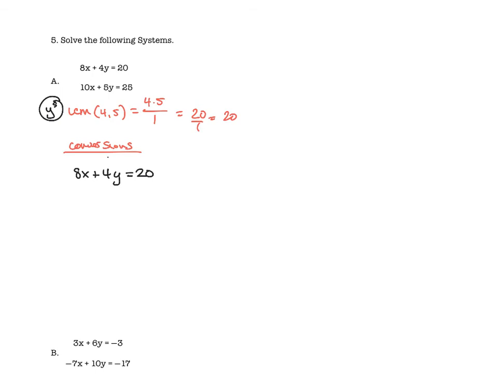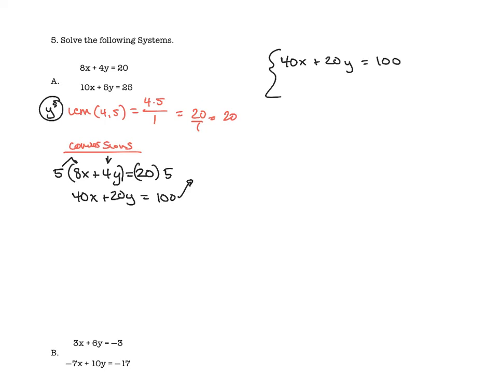So how do you turn 4 into 20? You multiply it by 5. The property of equality states you must do it to both sides, so put a 5 on that side. Here we go, distributive property. This becomes 40x plus 20y equals 5 times 20, which is 100. What I like to do is start my system and move that over right away, so I get 40x plus 20y equals 100. Move on to your next one.